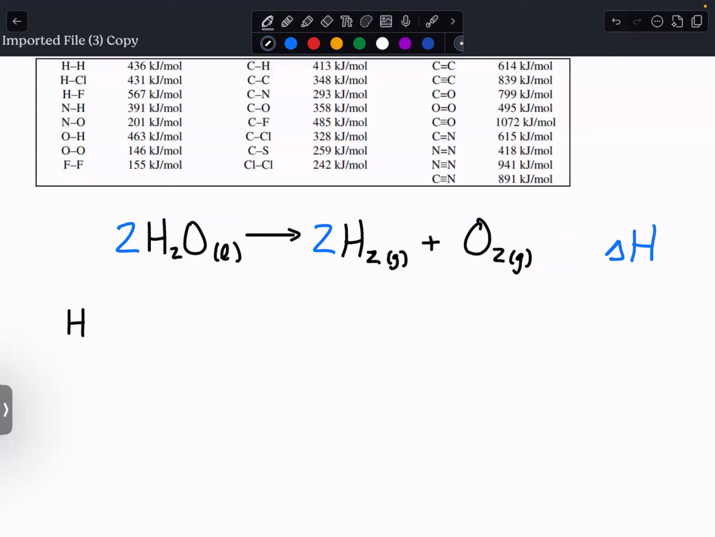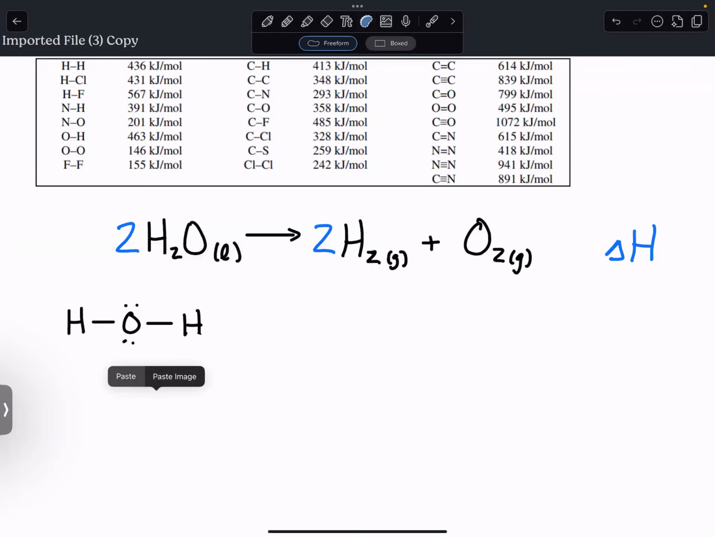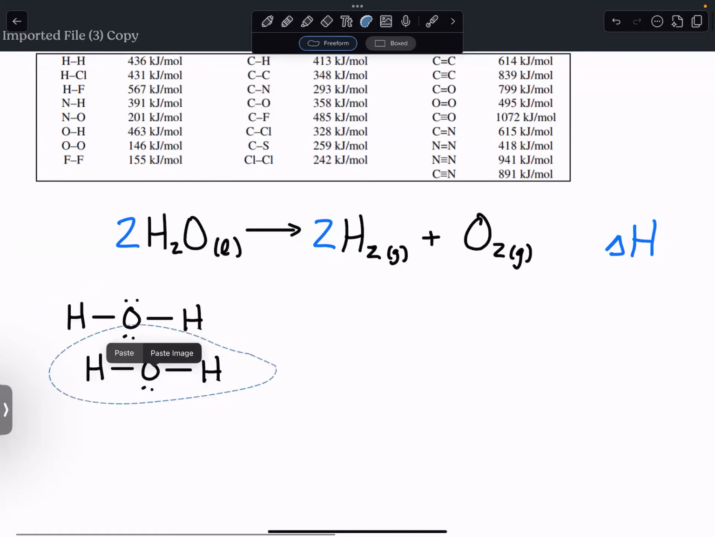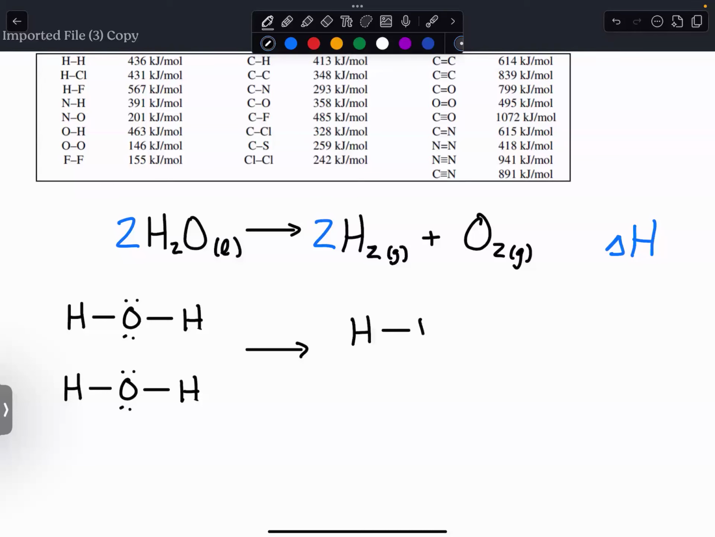So what I need to do is show you the Lewis structure for these compounds. All right, here's one water molecule. We need 2 of them, though, because of my balanced chemical equation. These are going to decompose into 2 hydrogen gas molecules. Those hydrogen atoms just have that one covalent bond between them.